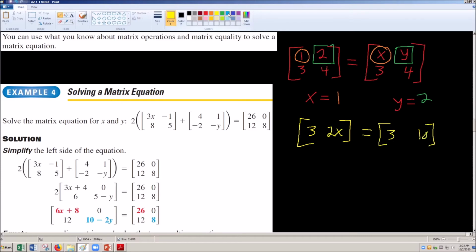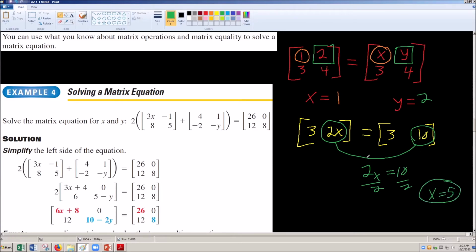So now what I do is I set up the same as I just did before. 2x is going to equal 10 when I'm solving, and I'll just do some algebra. So 2x equals 10, divide by 2, divide by 2, my x value equals 5. That's how we're going to be solving for variables when we're using matrix operations and equations.